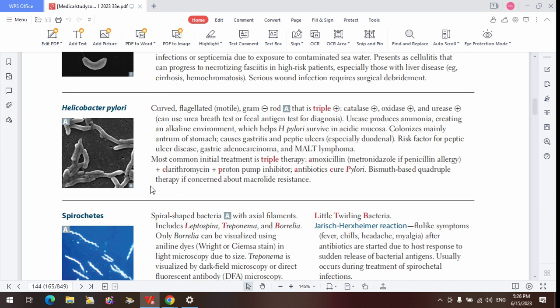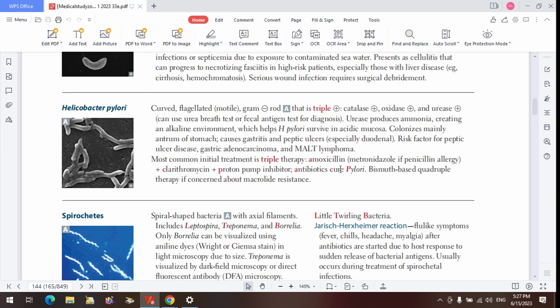MALT lymphoma. MALT lymphoma is just when you have malignant proliferation of the B cells within the lamina propria. The mucosa has three layers: the epithelium, the lamina propria, and the muscularis mucosae. So within the lamina propria, you have your lymphoid cells. The B cells there can proliferate abnormally because of Helicobacter-induced malignant transformation. So they can develop mucosa-associated lymphoid tissue lymphoma. So H. pylori is also implicated in that.